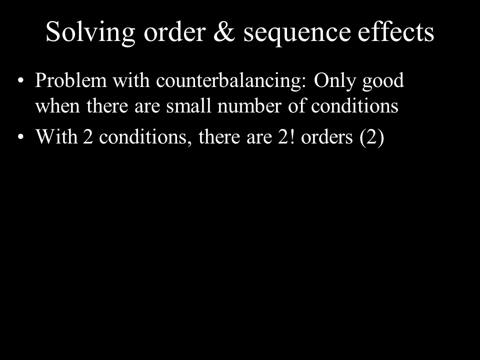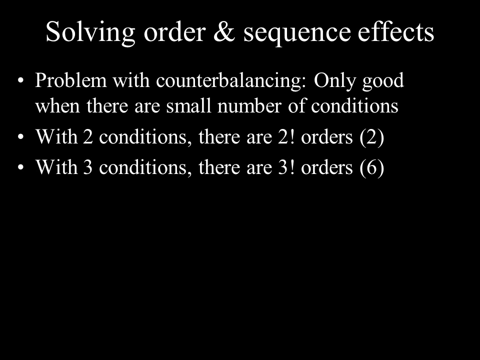And what you'll realize with factorials is that they become very big numbers very quickly. So with 2 conditions, as you saw on the last slide, there are only 2 factorial orders. And 2 factorial is 2 times 1, so you only have 2, as you can see, AB or BA.